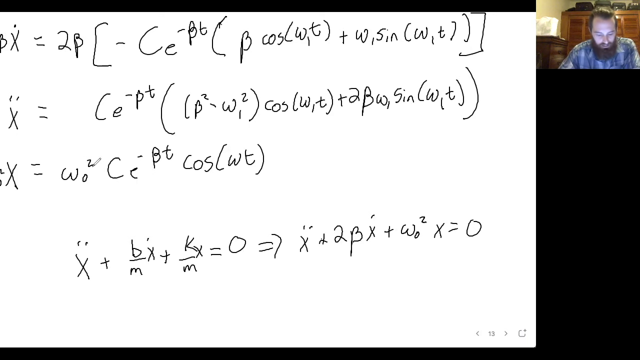So when we do that, you see that we'll get a 2 beta times negative c. Well, first, all of the terms have the c e to the minus beta, so we can just cancel all of those out. 2 beta would be distributed to this beta cosine omega 1 t and this omega 1 sine omega 1 t. So you'll see there's also a 2 beta omega 1 sine omega 1 t here. So the top line has a negative in it, so this would cancel with that. Maybe I'll do color coded.